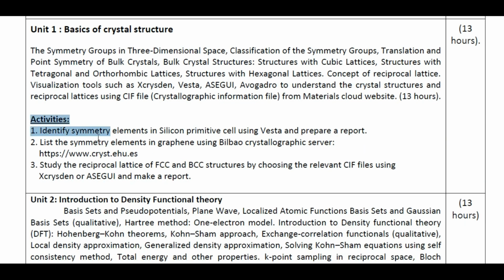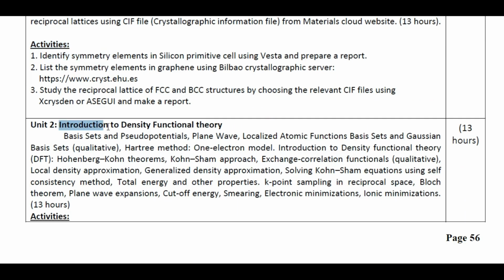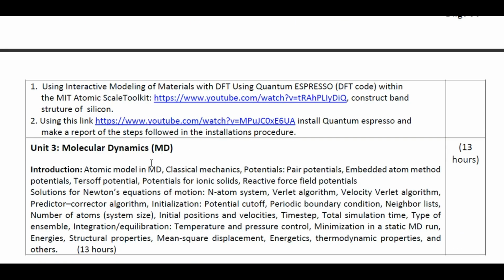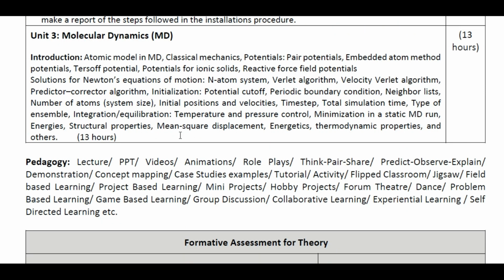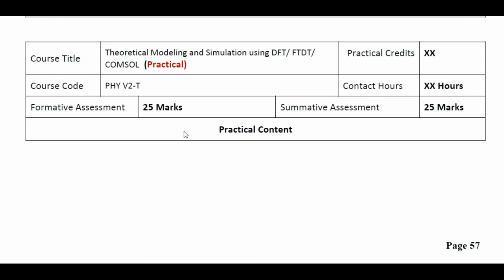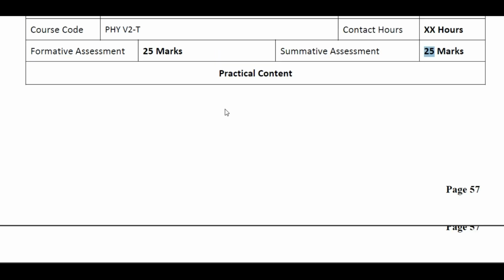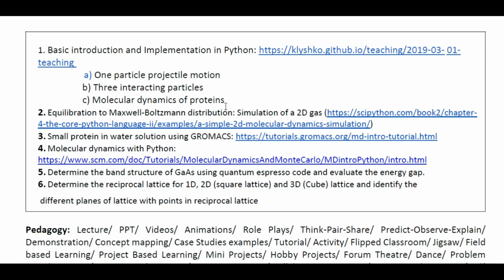The second unit is on introduction to density functional theory, and the activity is also given. A YouTube video is also available. The third unit is molecular dynamics, and activities are also given. Based on this Theoretical Modeling and Simulation using DFT, FDTD, COMSOL, there is a practical of 25 marks for formative and 25 for summative assessment, total 50 marks of practical. These are the contents given for this practical.